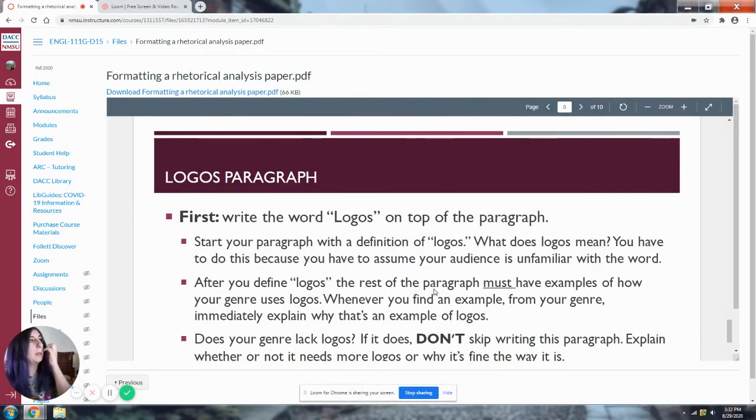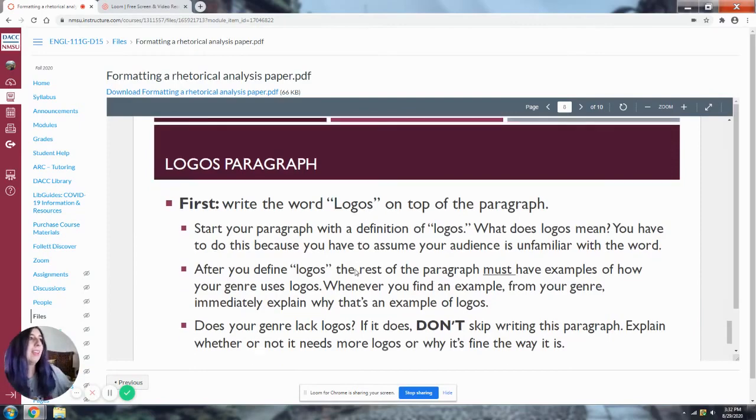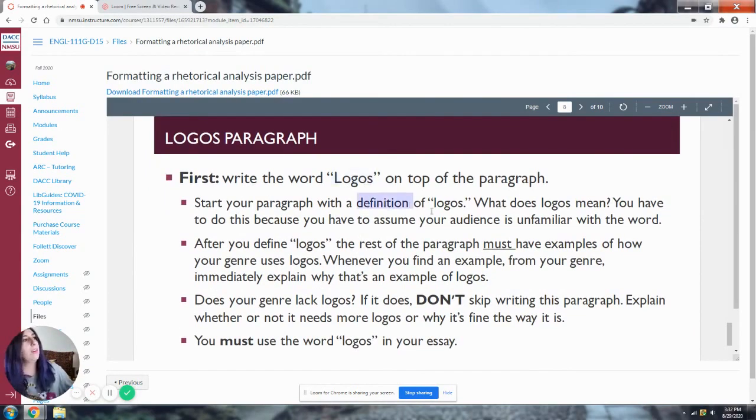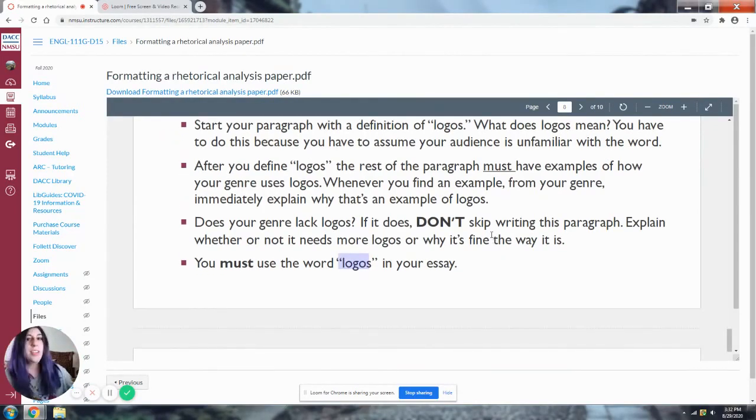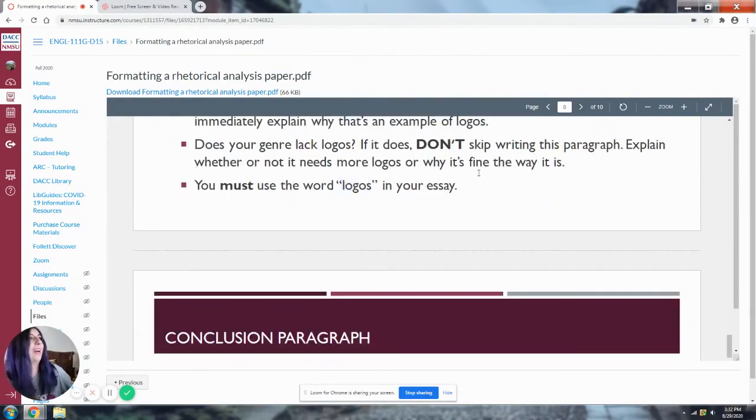Logos, again, hint, hint, as you can probably already determine, same exact thing. Section heading, and whether or not, make sure you have the definition of what logos is in your own words. What examples of logos and why is that logos? Always remember the why with this. You must use the word logos in your essay. I think you probably get the hint of where this is going now.